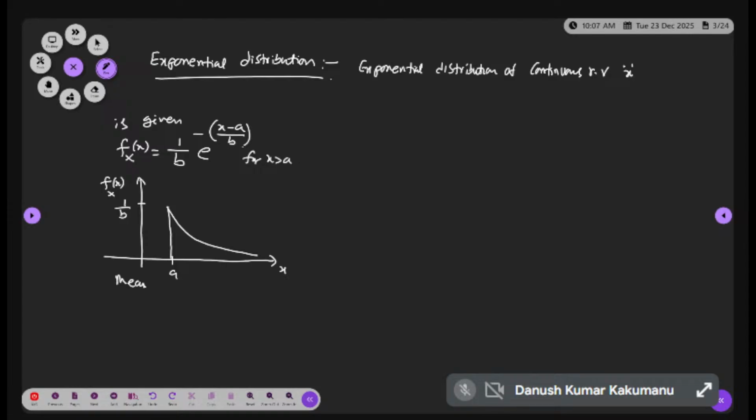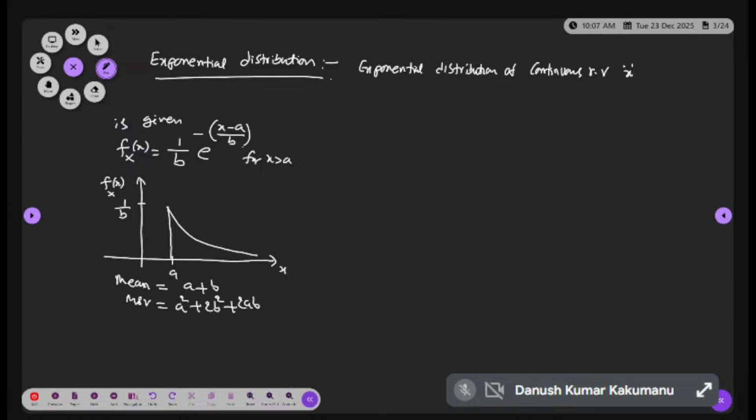Here also remember mean, mean squared value, variance. Mean is a plus b. Mean squared value is a square plus 2b square plus 2ab.